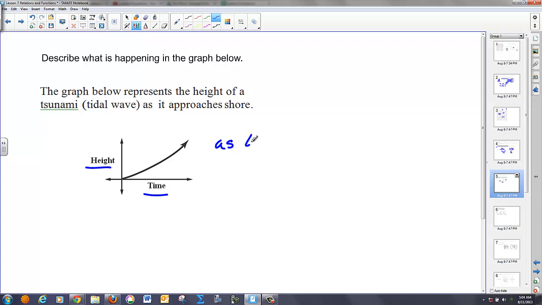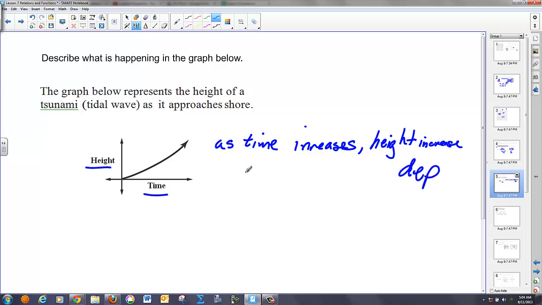As time increases, height increases. And I can break that down into dependent and independent variables. The height depends on the time. So we can apply that to our previous examples.